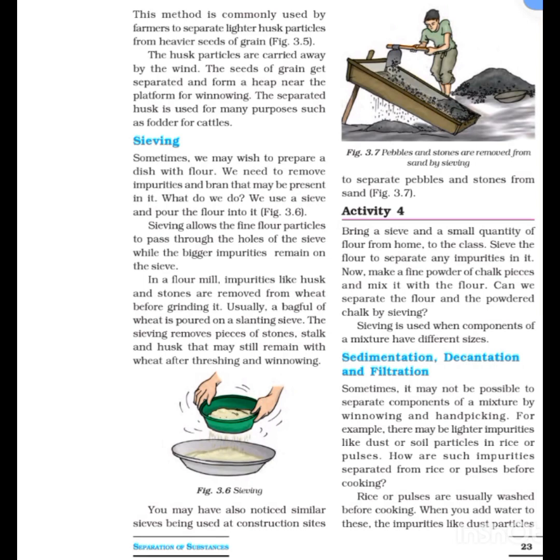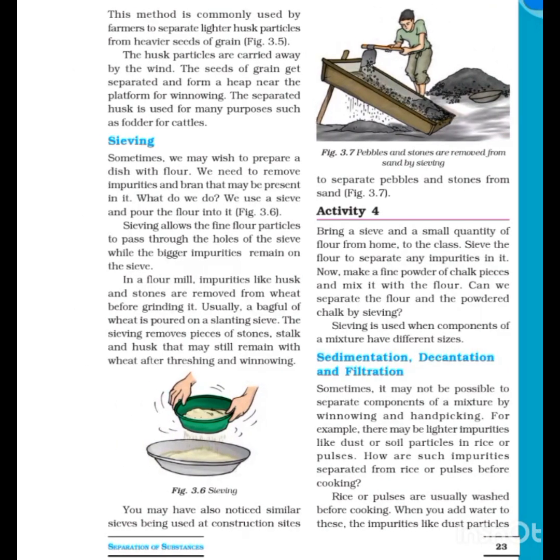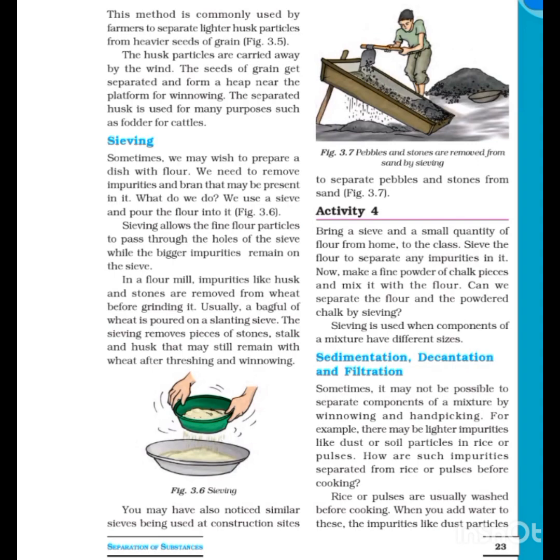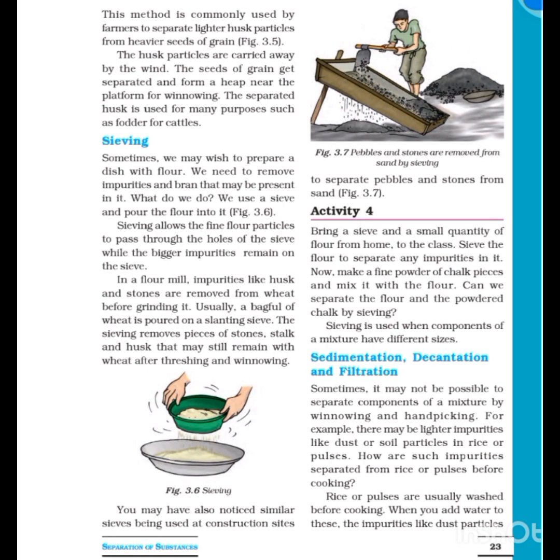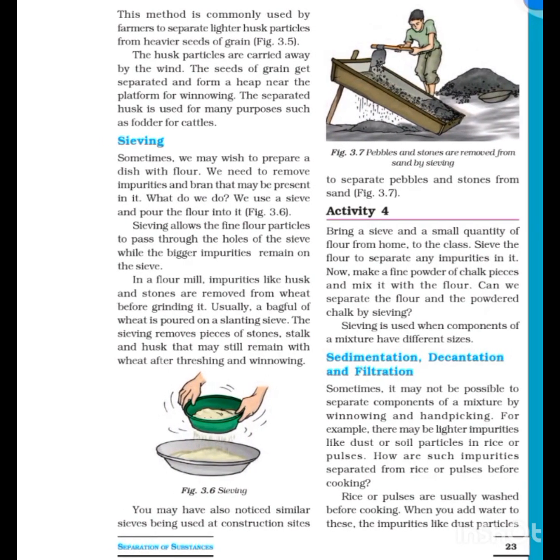Sieving. Now sieving, chhanna. Sometimes we may wish to prepare a dish with flour. When we sieve flour, we need to remove impurities and bran that may be present in it. What do we do? We use a sieve and pour the flour into it, right? Sieving allows the fine flour particles to pass through the holes of the sieve while the bigger impurities remain on the sieve. The very fine particles get sieved, the rest do not. In a flour mill, impurities like husk and stones are removed from wheat before grinding it.